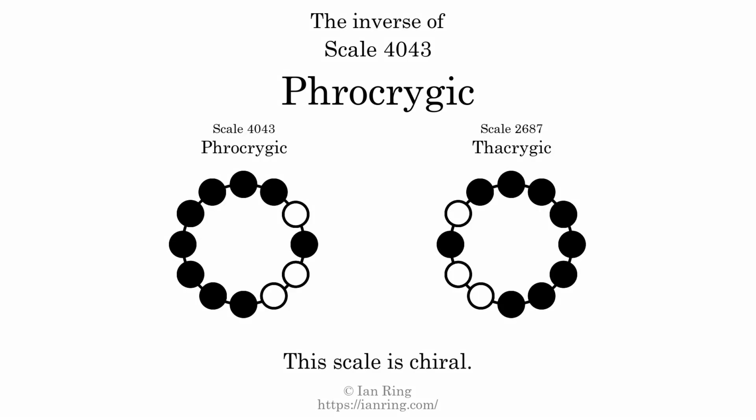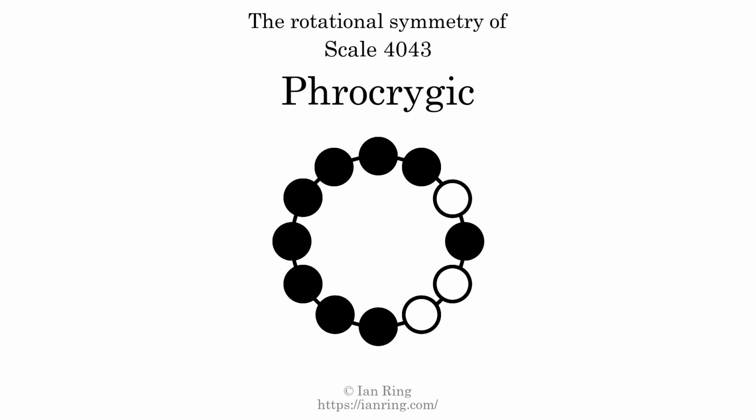The inverse of a scale is a mirror image. It is what you get when the sequence of intervals is reversed. The inverse of this scale is scale 2687, also known as Phrocrygic. This scale is chiral. It cannot transform into its inverse by rotational transformation. This scale has no rotational symmetry.